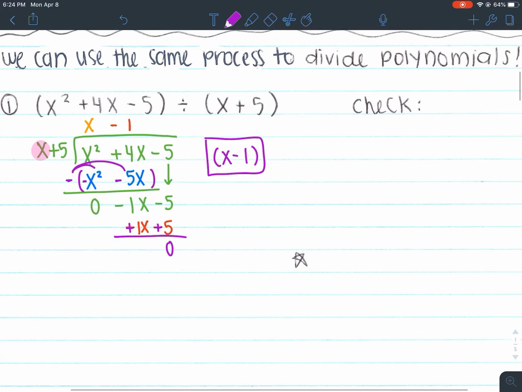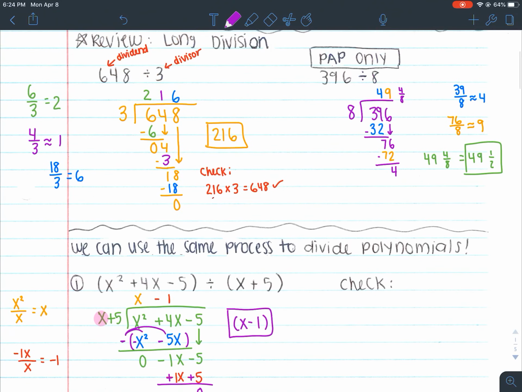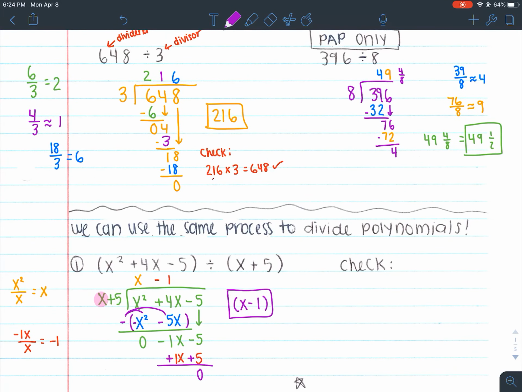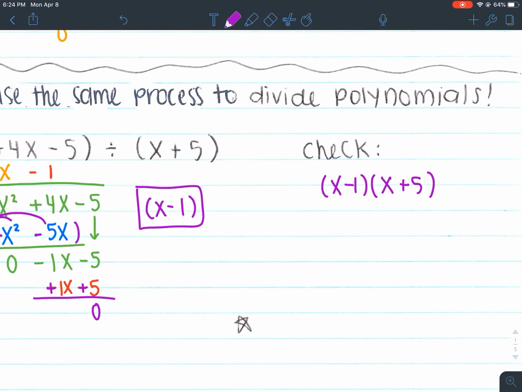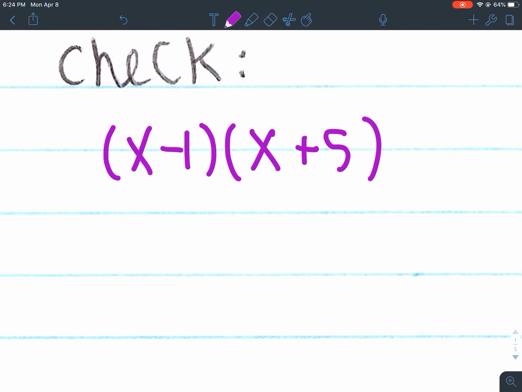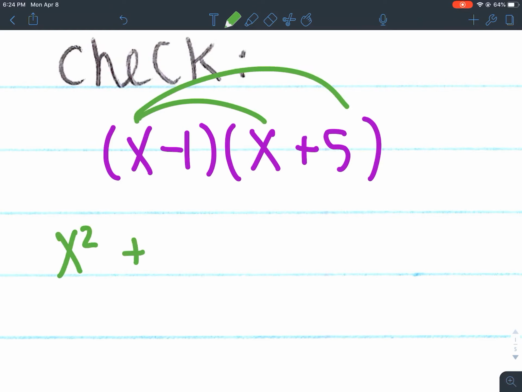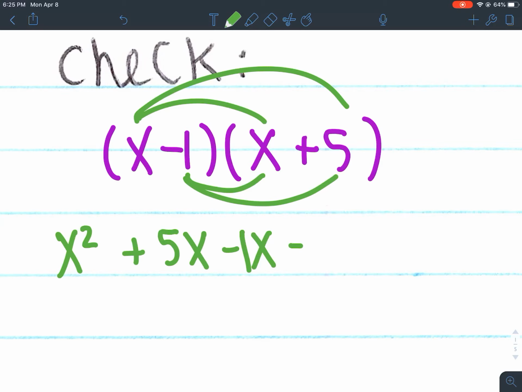Okay? Now how would I check this? The same way you would check the first problem. You would do 216 times 3. So in this case, we would do x minus 1 times x plus 5. We would take our quotient times our divisor. And then here you would double distribute. X times x is x squared. X times 5 is 5x. Negative 1 times x is negative x, or negative 1x. And then negative 1 times 5 is negative 5. I have like terms.